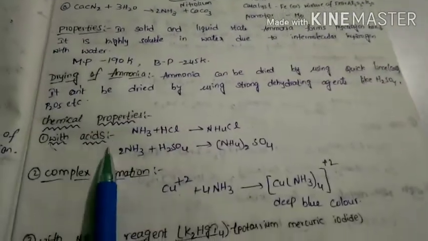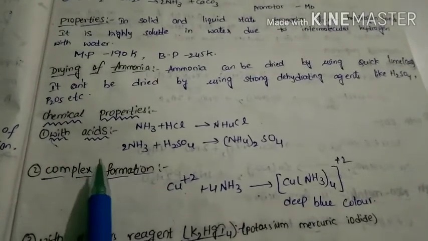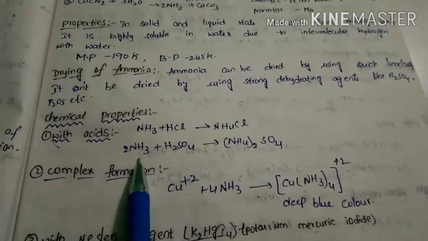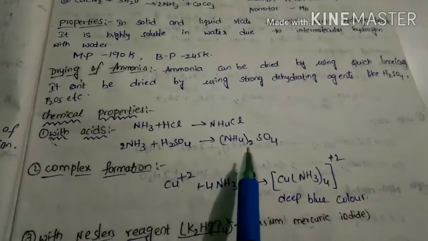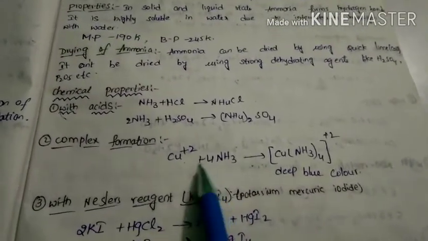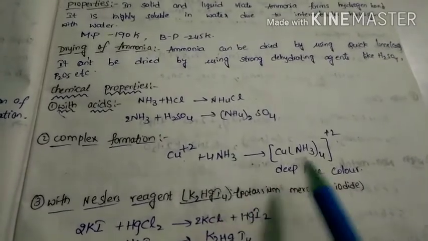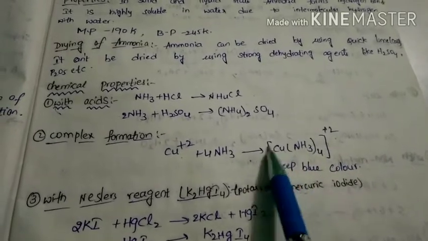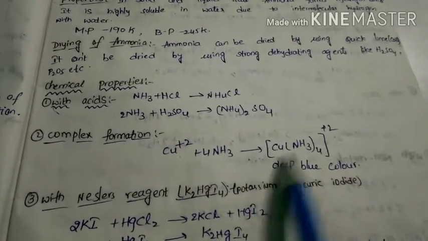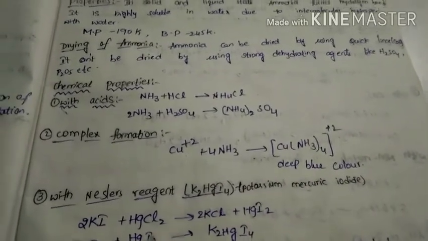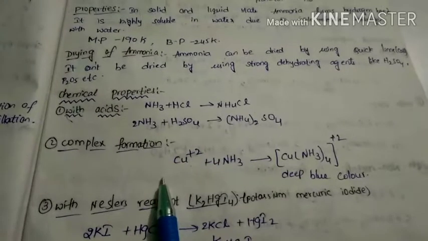Next, chemical properties of ammonia with acids. When ammonia reacts with HCl, then it forms ammonium chloride. Similarly, when ammonia reacts with H2SO4, then it forms ammonium sulfate. Next, complex formation. When copper ions react with ammonia, then it forms a complex compound. These are complex compounds. When any compound contains square brackets, those compounds are called complex compounds. That means ammonia can form complex compounds.